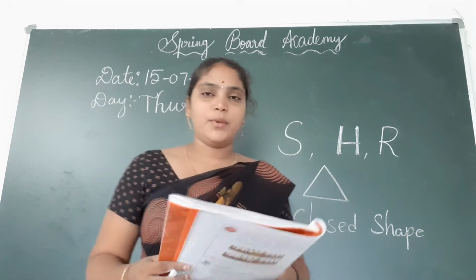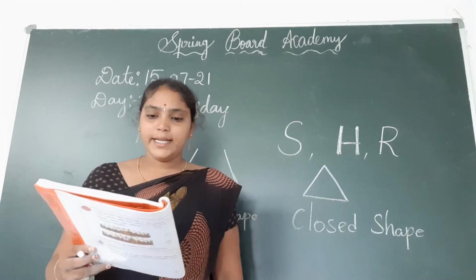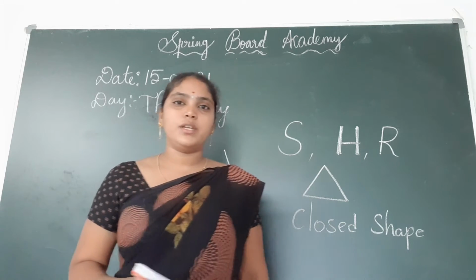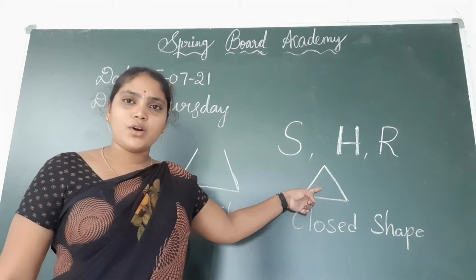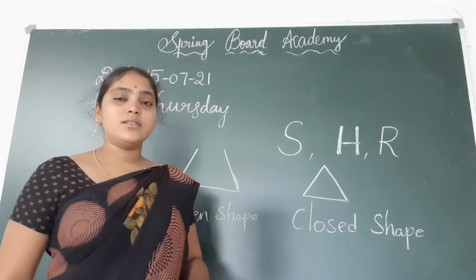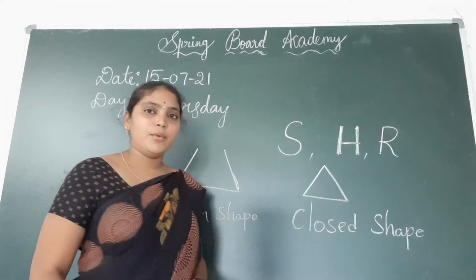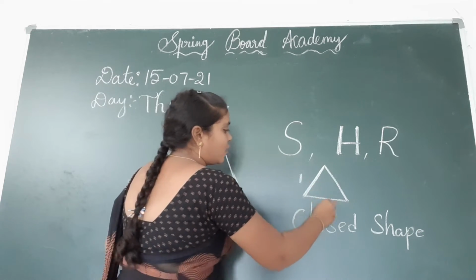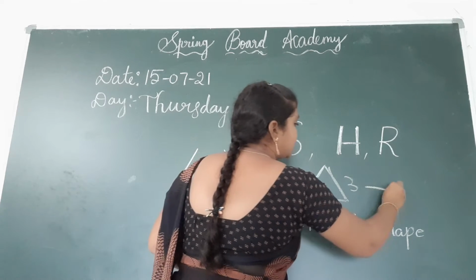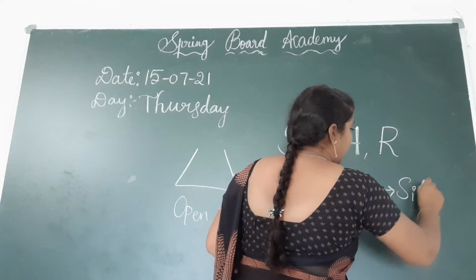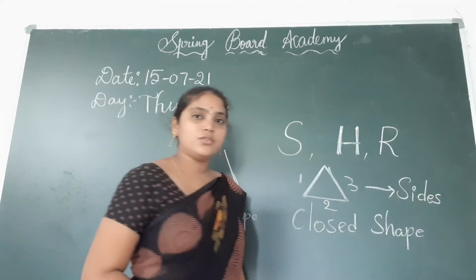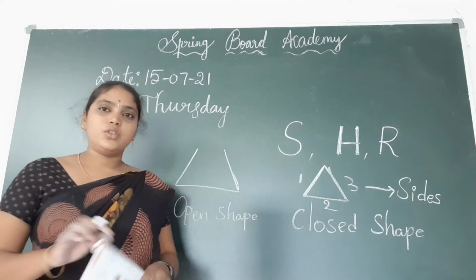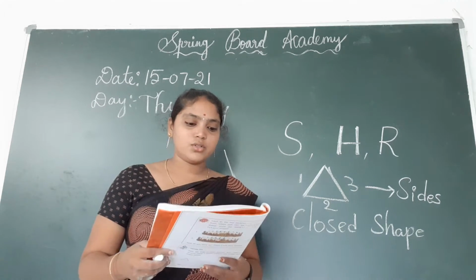A triangle is formed with three straight lines. It is a closed shape, and the three straight lines are called the sides of the triangle. Yes, we know, children, what is the name of this shape? Yes, this is a triangle. A triangle is formed by three straight lines, and these three straight lines are called sides. A triangle has 1, 2, 3 sides, and this is a closed shape.